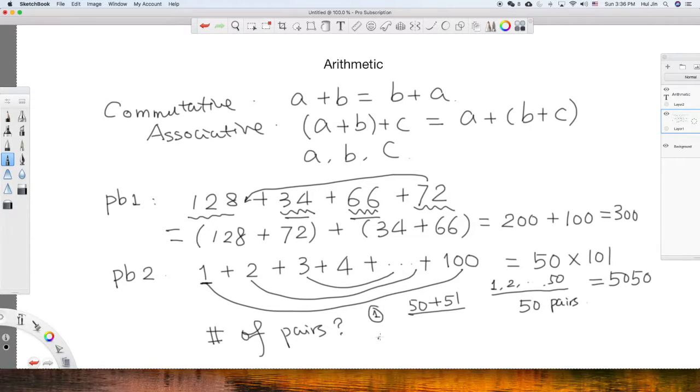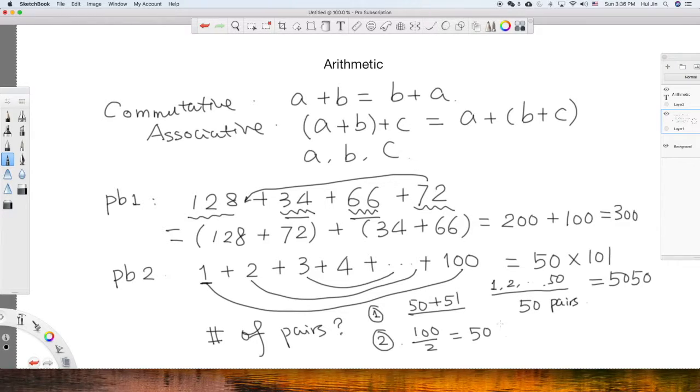The second way of seeing the number of pairs is actually even simpler. You know there are 100 numbers, and each pair consists of two numbers. The total number of pairs is going to be 100 divided by 2 equals 50. And again, the sum equals 50 times 101.